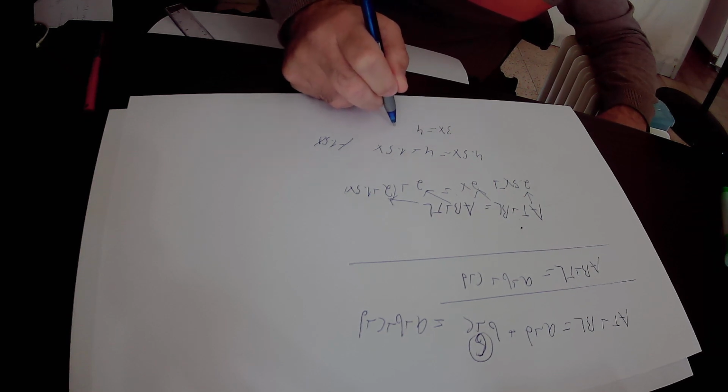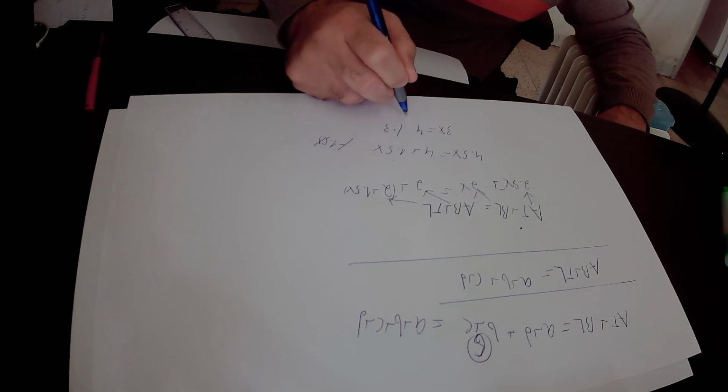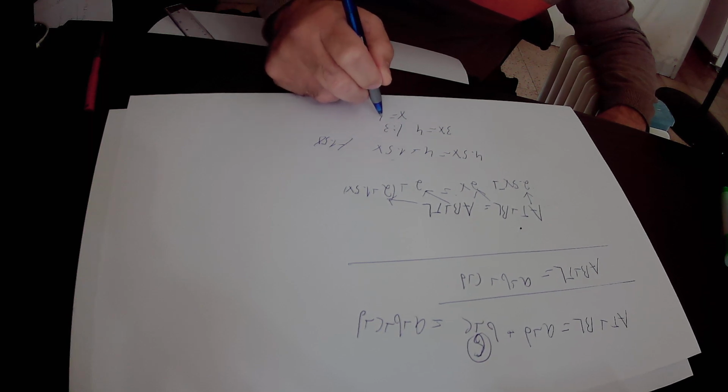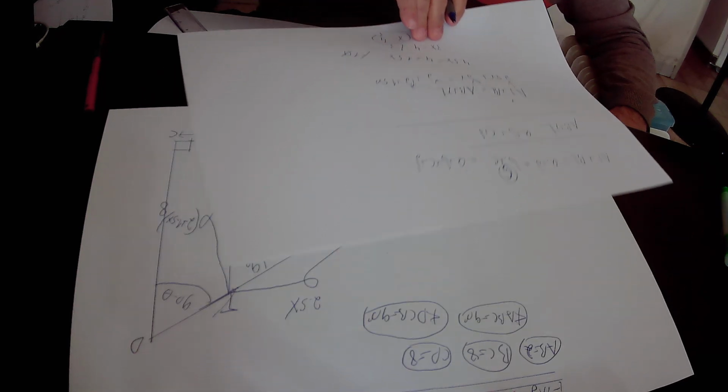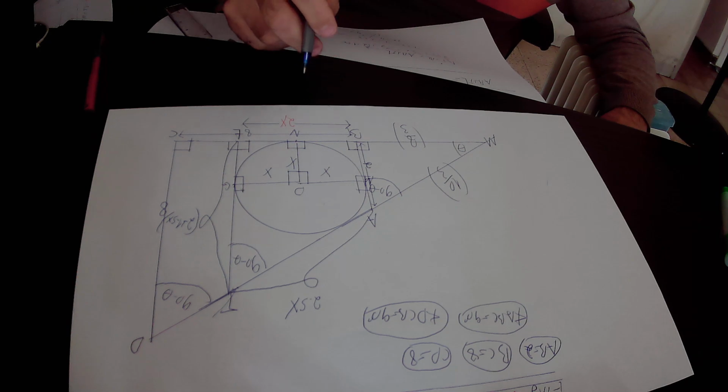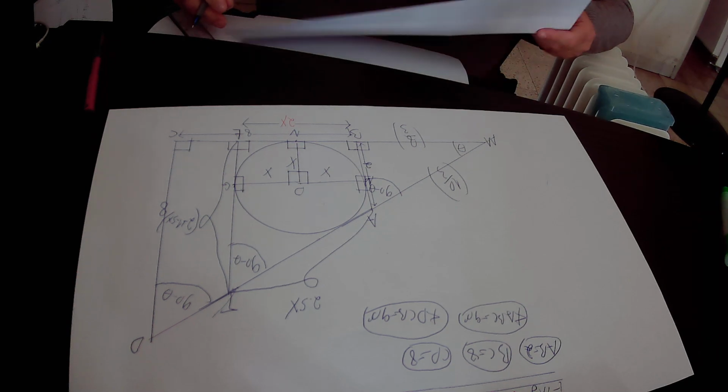Here we subtract 1.5x from this equation, and finally we get that 4.5x minus 1.5x, which is 3x, is equal to 4. Here we divide this equation by 3, and finally we get that x equals 4 over 3 units. That is to say, the radius x of this circle equals 4 over 3 units.